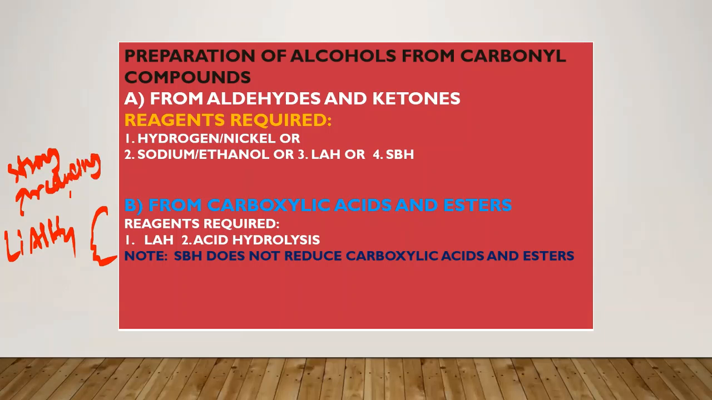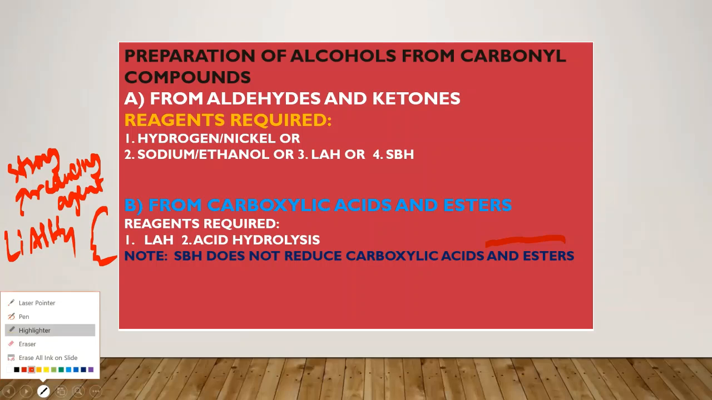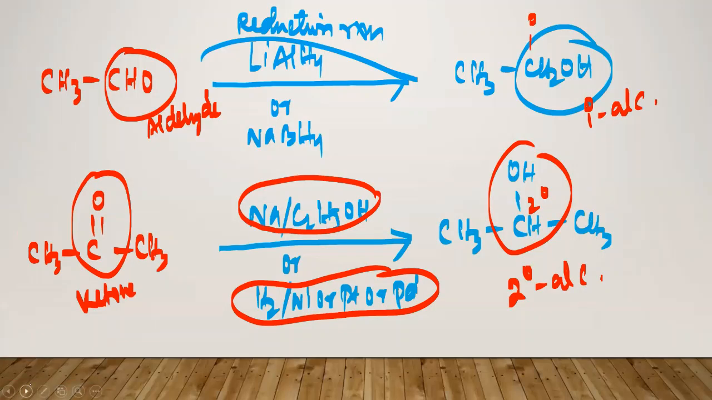And it will reduce the carboxylic group and esters into alcohols. And remember one important point, sodium boron hydride does not reduce carboxylic acids and esters. This is the important point, my dear friends, you should remember. So let us prepare the alcohols from carboxylic acids and esters by a reduction process. So let us go for the reduction process, my dear friends.